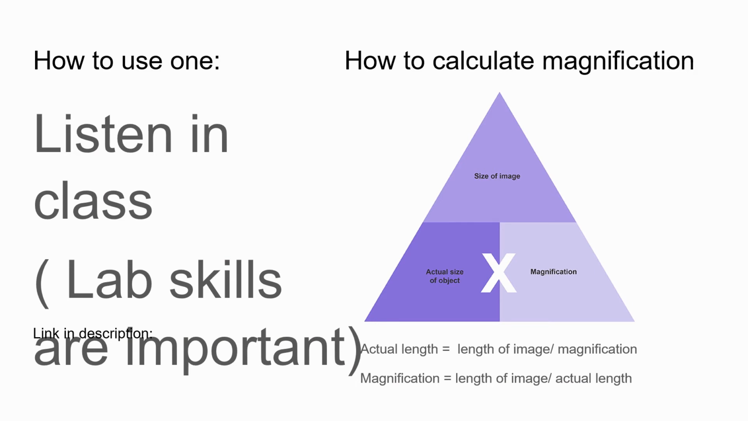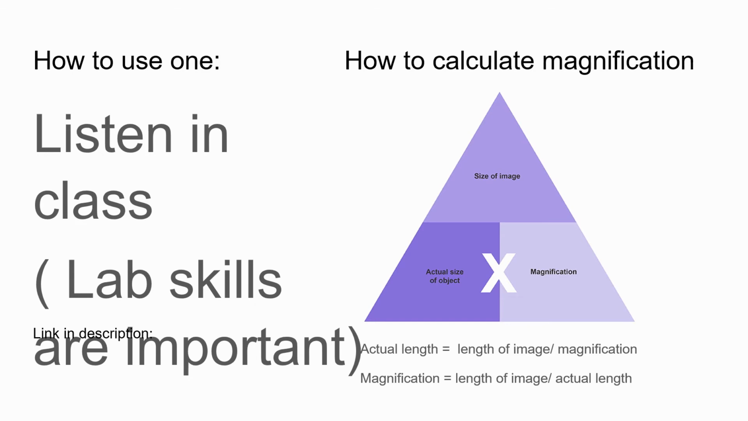Now, how to use a microscope. Lab skills are really important for your future if you want to be studying the sciences, so biology, physics, and chemistry. You will need to learn how to use a microscope. So listen carefully in class to know the steps, like how to view a cell or the specimen clearly. There would be a video in the description teaching you how to use a microscope if you don't listen in class, but personal experience is important in learning these lab skills.